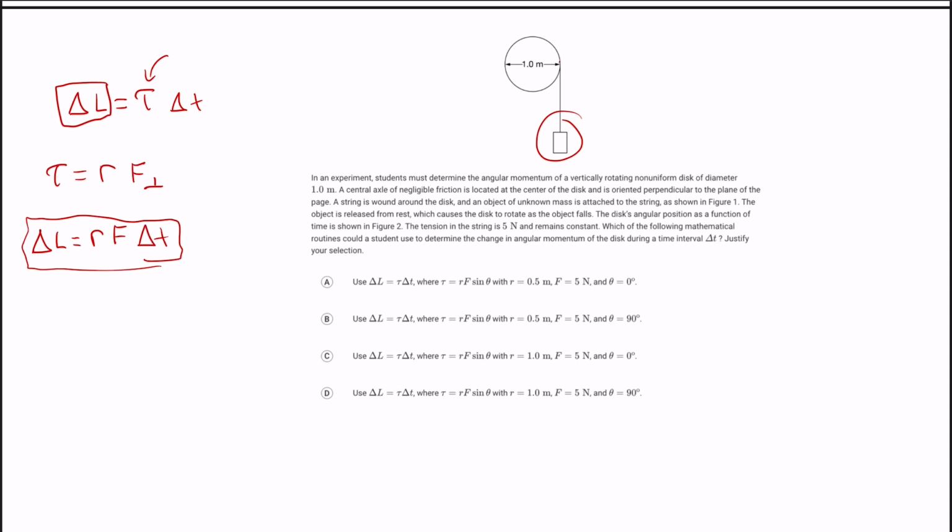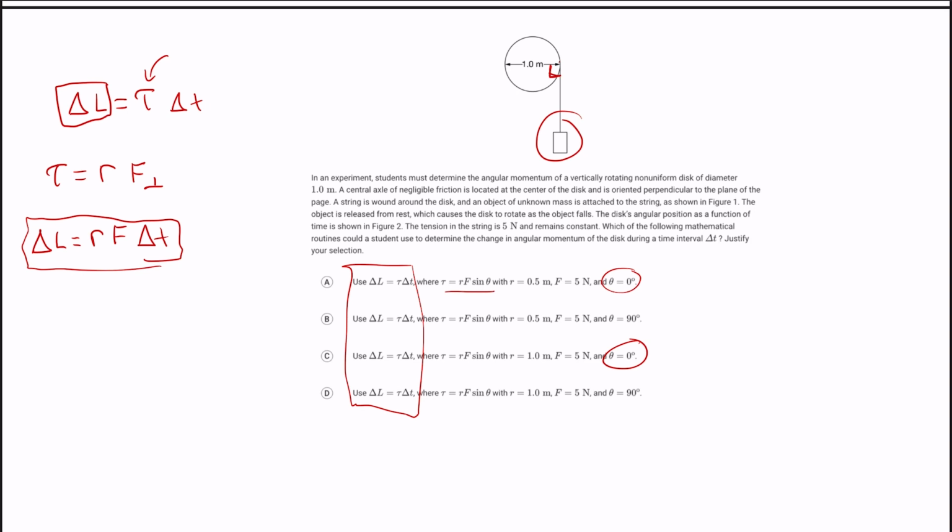Let's see what the answer choices say. All of them say to use the torque impulse relation. And then A says torque is equal to RF sine theta, where theta is equal to 0 degrees. And that's not true. Theta would be equal to 90 degrees in this case, because the angle that our tension makes with the radius of the circle is 90 degrees. So any of these that say theta is 0 is out.